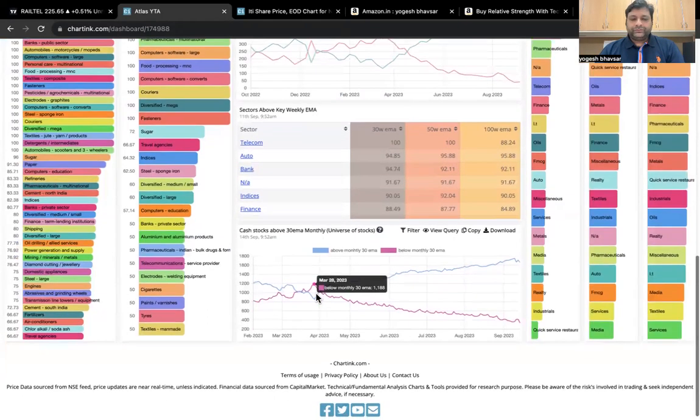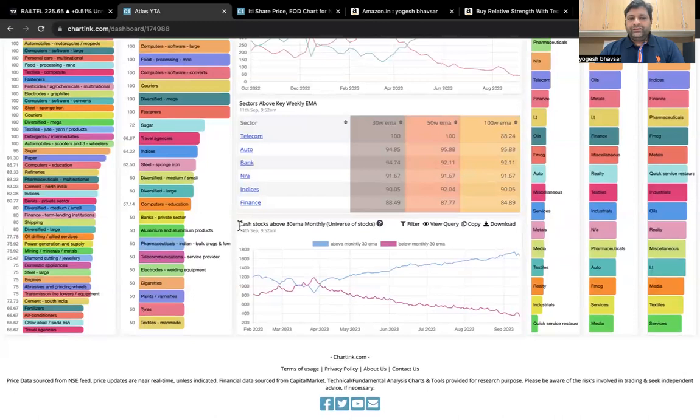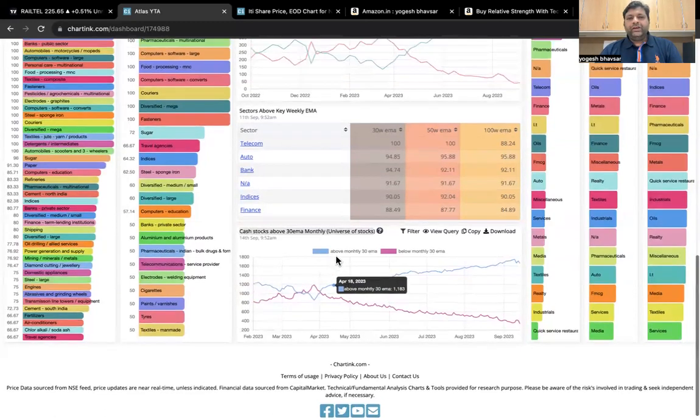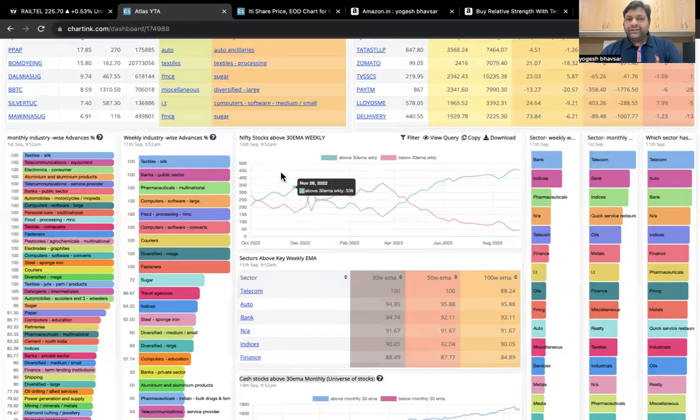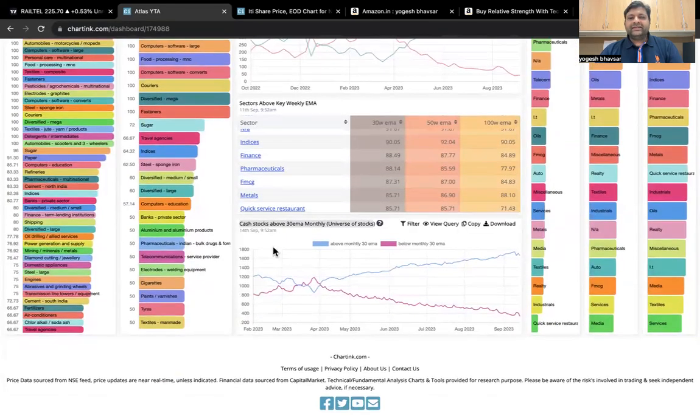Okay, now if you see, this is the last one, that is cash stocks above 30 EMA on monthly basis. So what happens, entire cash family, every single stock, how they are. Over here, we saw only Nifty stocks. Over here, we are seeing the entire family. Okay, that was on the weekly basis, because I need to know how the markets are moving on a short-term basis. And this is for how the stocks are moving on the long-term basis.